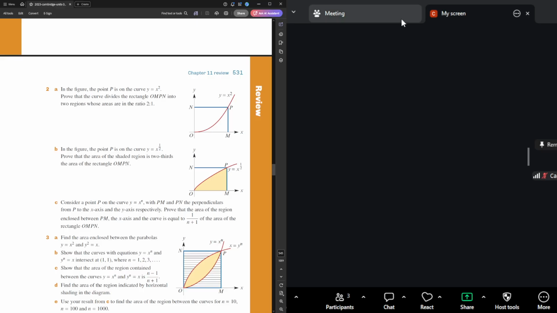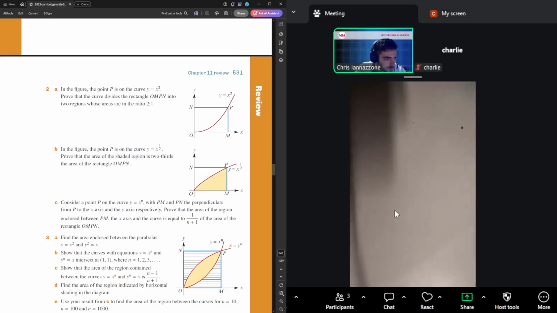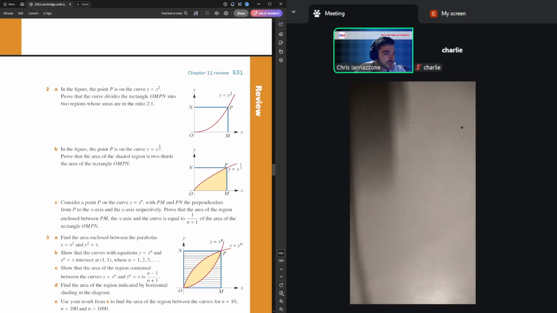Cool. So I got things up from where we left off last Tuesday, looking at the integration chapter review, continuing to focus on the upcoming integration SAC for Term 3. So, unless there's anything in particular you wanted to have a look at instead, we'll continue on here, which would be 2b.